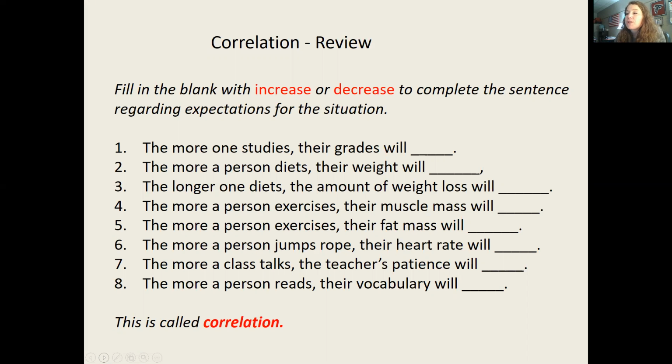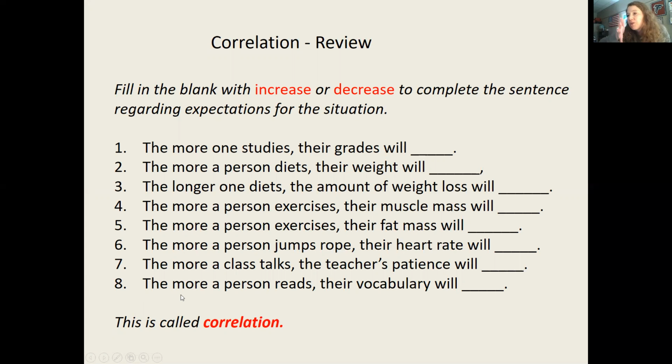The more a person jumps rope, their heart rate will increase. So positive correlation. The more a class talks, the teacher's patience will decrease, negative correlation. And the more a person reads, their vocabulary will increase. So that's a positive correlation.